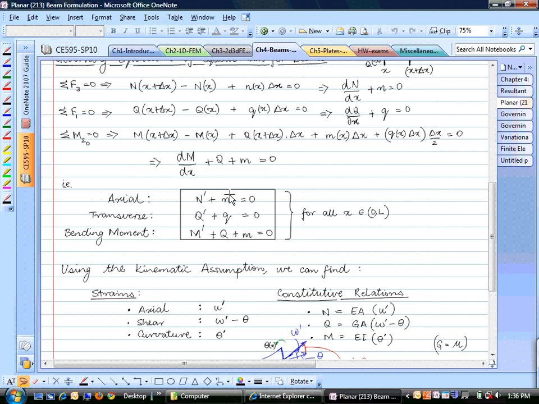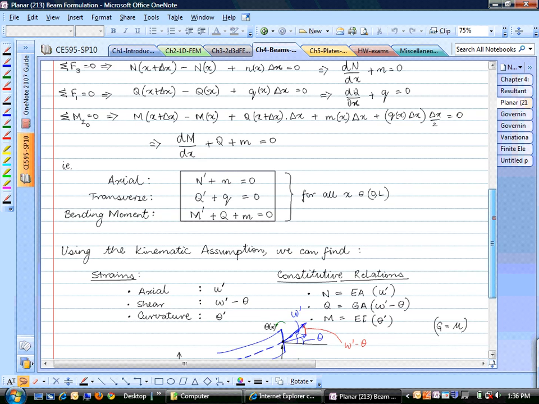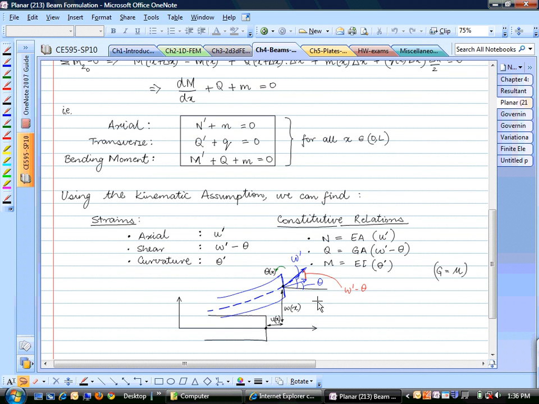And here, just like our div sigma plus B, this N is the applied axial body force. This is the applied transverse body force. This is the applied moments at every point in the beam. And usually this term does not occur in our practical everyday problems, so many times people will neglect this. We also talked about the distinction between the Bernoulli-Euler beam theory and the Timoshenko beam theory.